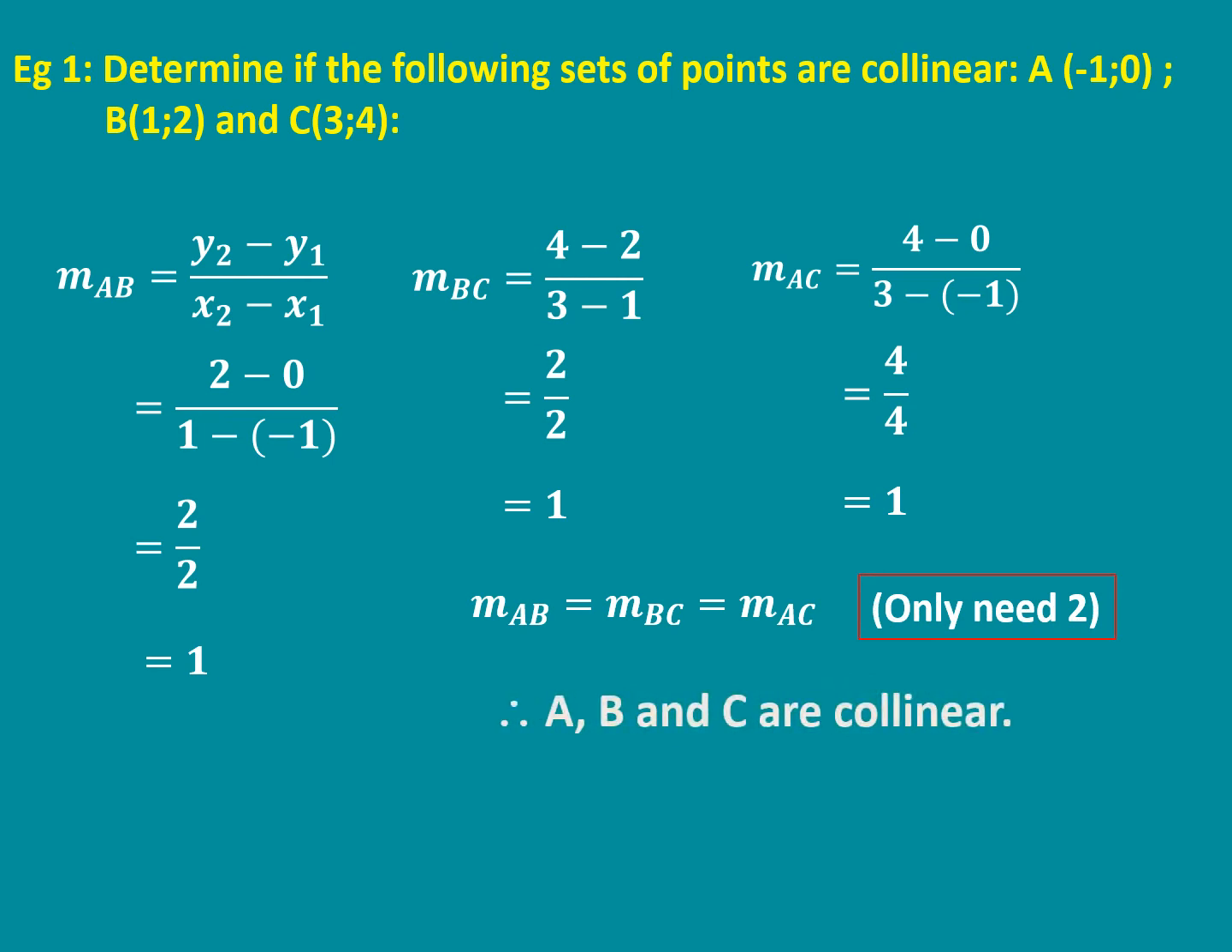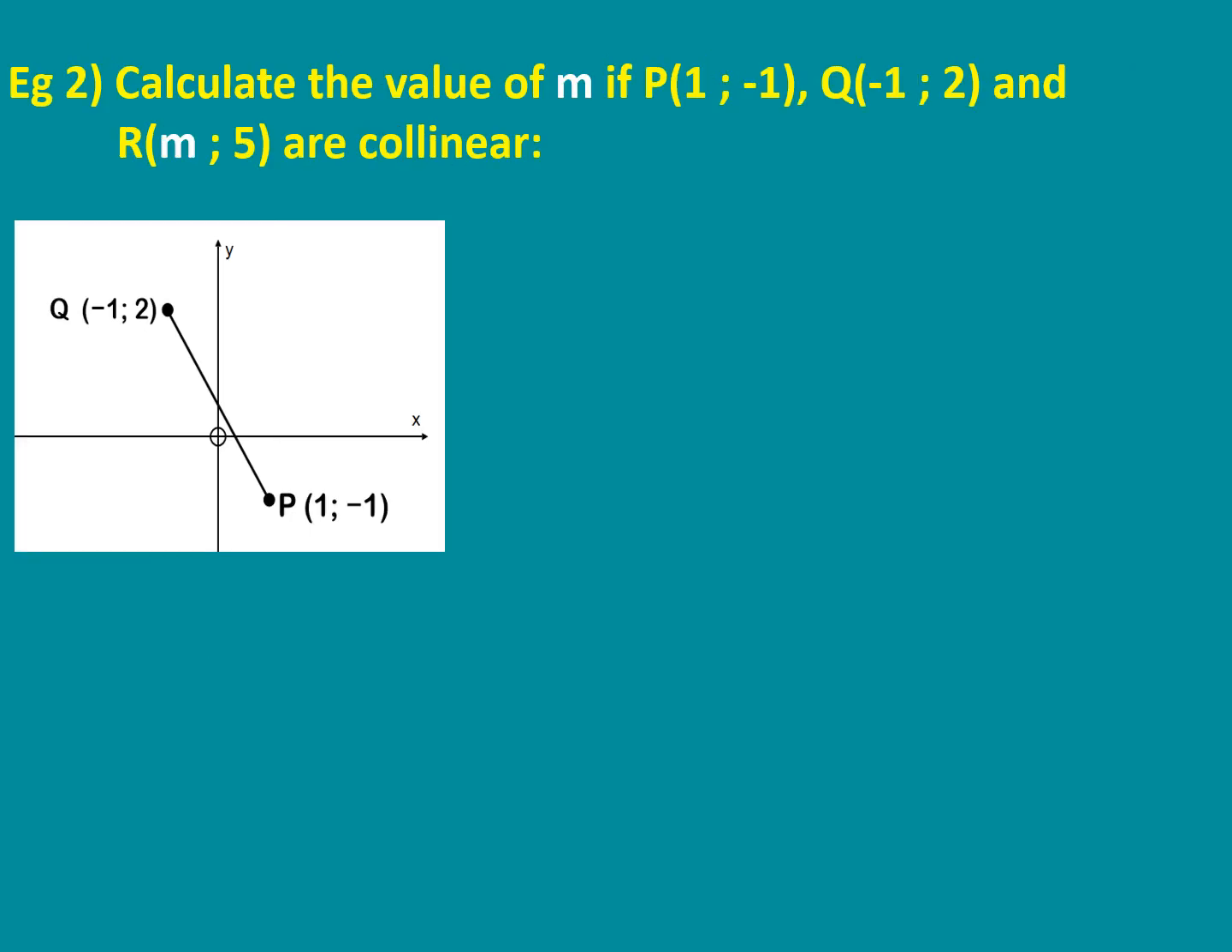Now, you only need to calculate two gradients to determine if points are collinear, but we've done all three just to make sure. In the second example, we are told that points are collinear and we need to figure out the missing value. So we want to calculate the value of m. The first gradient you're going to work out is the gradient of the 2 points that you know completely, which would be P and Q.